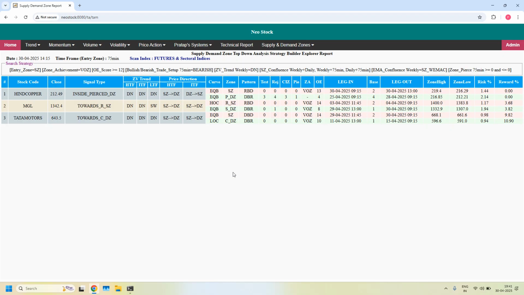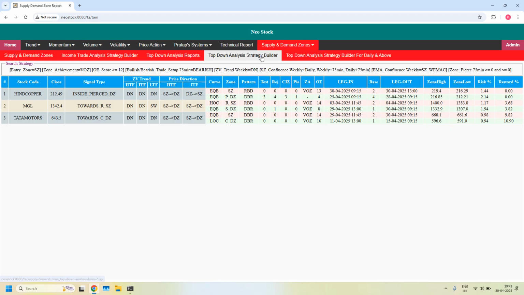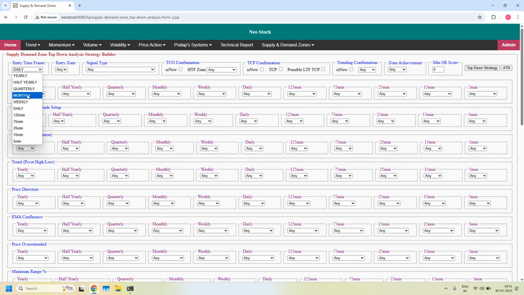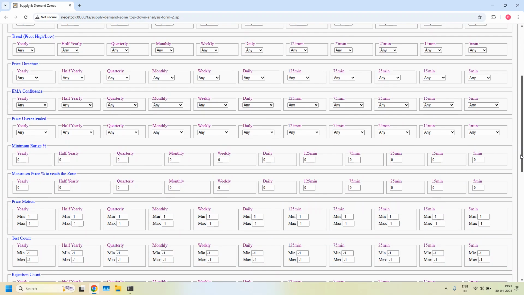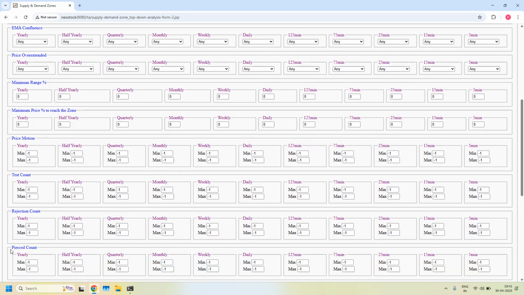Next, we will look into daily income trade. Daily income trade, bullish trade setup, entry time frame 15 minutes, entry zone, demand zone. In bullish or bearish at 15 minutes time frame, I am selecting bullish. And zone achievement, violated opposing zone, minimum odd enhancer score is 12. And also the 15-minute demand zone should not be pierced. So in the pierced count, at 15 minutes time frame, minimum value 0, maximum value 0.